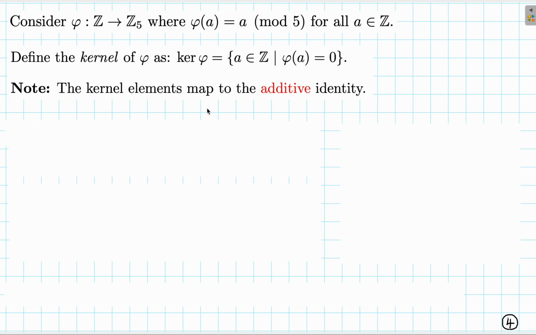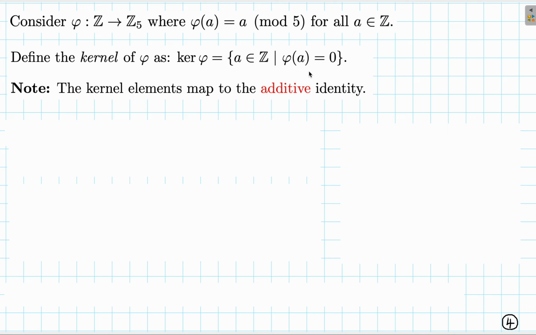Now, we define the kernel of phi as the set of elements a in Z such that phi of a equals 0. In other words, the kernel contains elements of the domain Z that map to the additive identity of the codomain Z5.